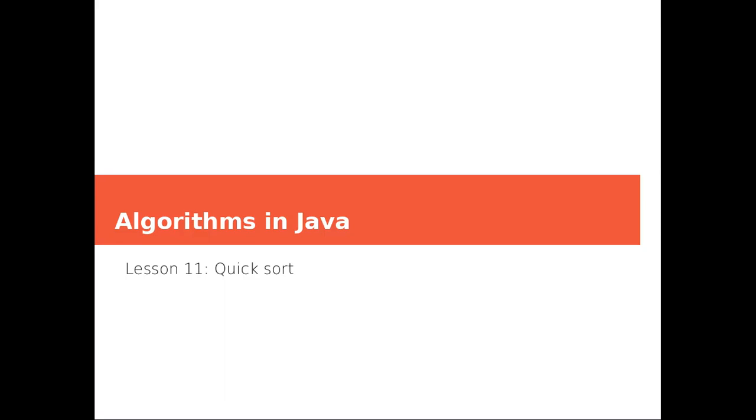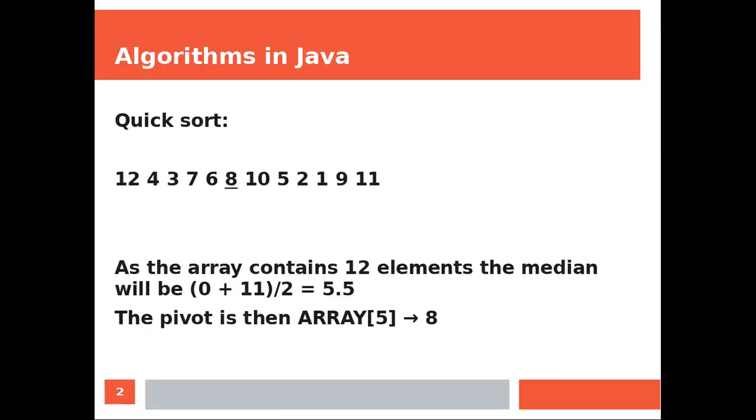Welcome to lesson 11, quicksort. This algorithm will split the array into chunks. Each chunk is going to have its own pivot. A pivot could be the median value or it could be the last element in the chunk. And then this pivot is going to be compared to the remaining items of the chunk and so on.